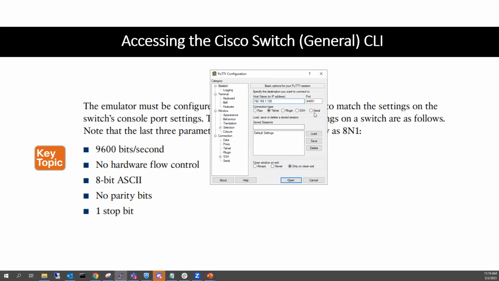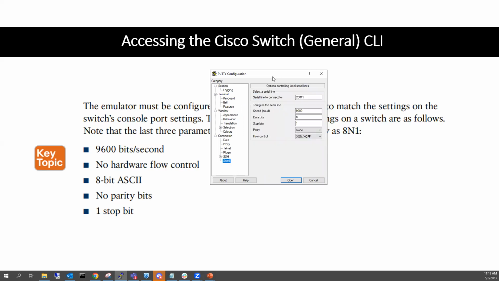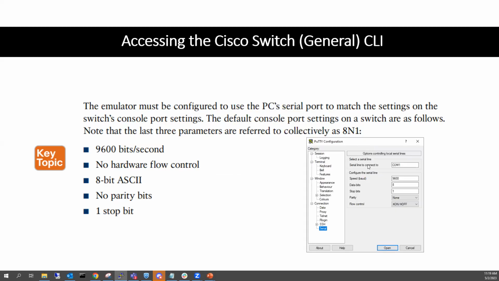Here you go. If I switch to serial, we have different settings, and this one goes into a little more detail. We're connecting via serial line, console, referencing that port. If you go to Device Manager, you'll be able to tell what it is. We see these different settings mentioned in the key topic. We have our speed, 9600, that's default. The data bits is 8, and that's the 8-bit ASCII it's talking about. So wherever it says data bits, it means the 8-bit ASCII.